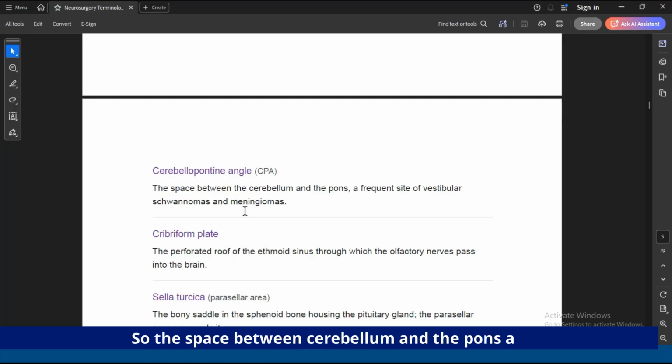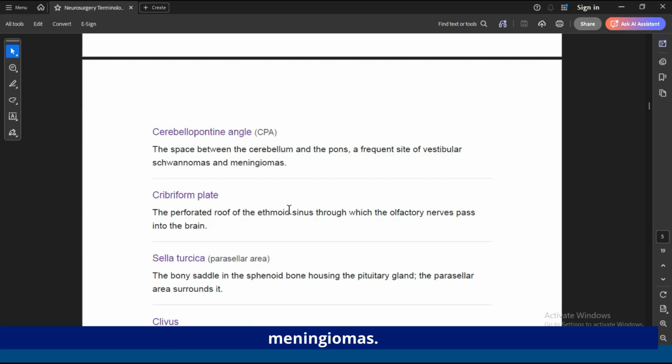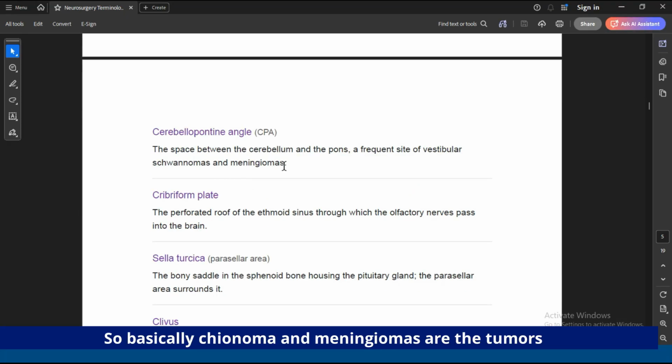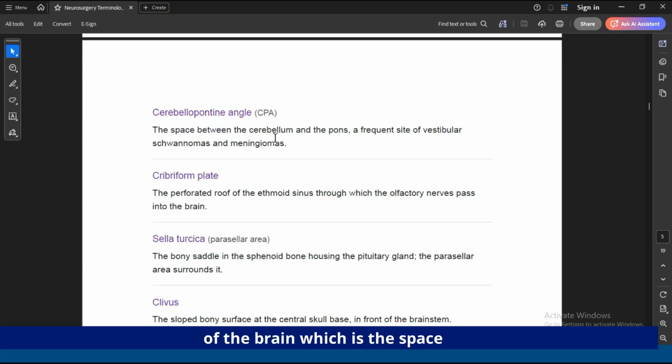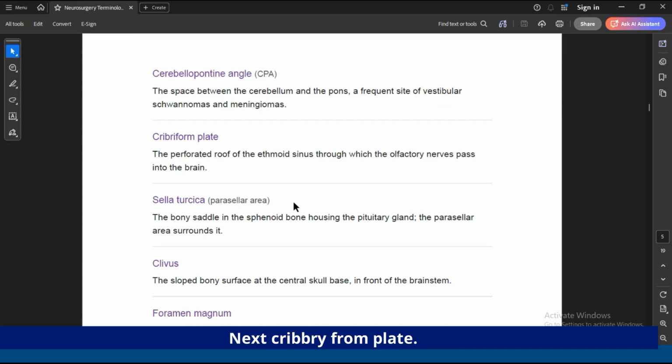Okay, so the space between cerebellum and the pons, a frequent site of vestibular schwannomas and meningiomas. So basically schwannoma and meningiomas are the tumors of the brain. Okay, which is the space between cerebellum and the pons. Next, cribriform plate. So the perforated roof of the ethmoid sinus through which the olfactory nerve passes into the brain.